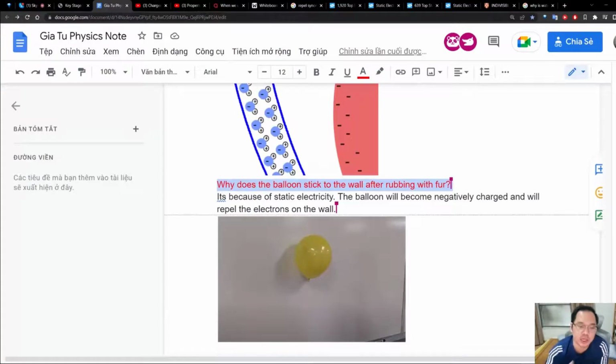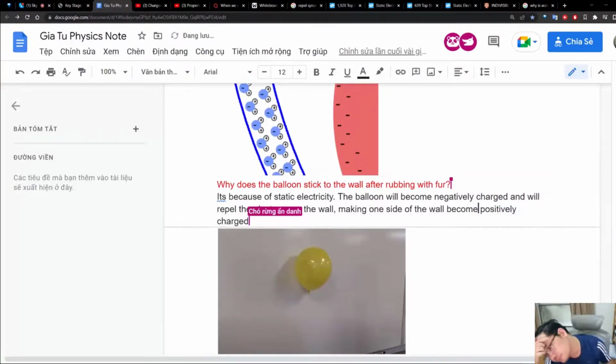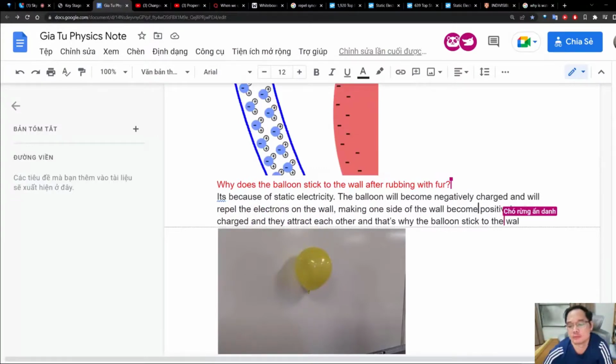You need to answer fully, not just say the balloon will become negative. The balloon becomes negatively charged and repels electrons on the wall, making one side of the wall, the side in contact with the balloon, become positively charged. They attract each other, and that is why the balloon sticks to the wall.